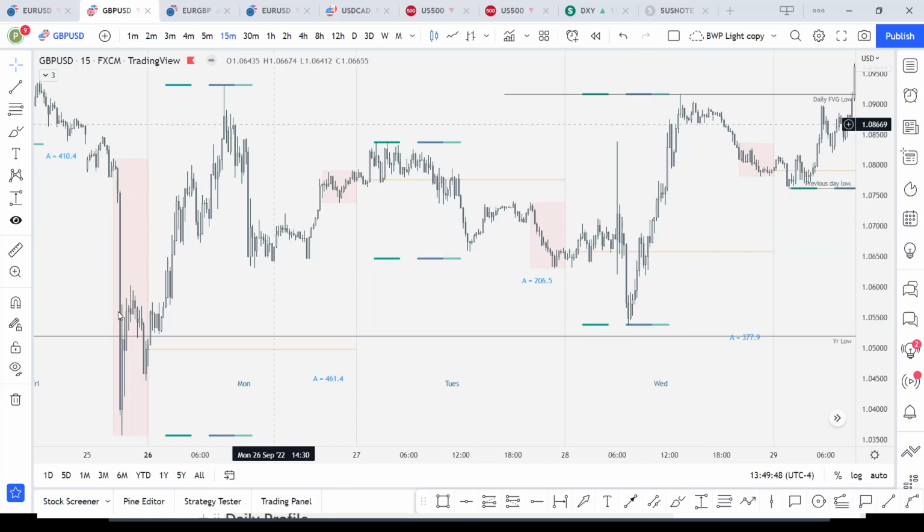If you go to the 5-minute time frame, you would see that price traded above a short term high. Let me show you on the 5-minute time frame.